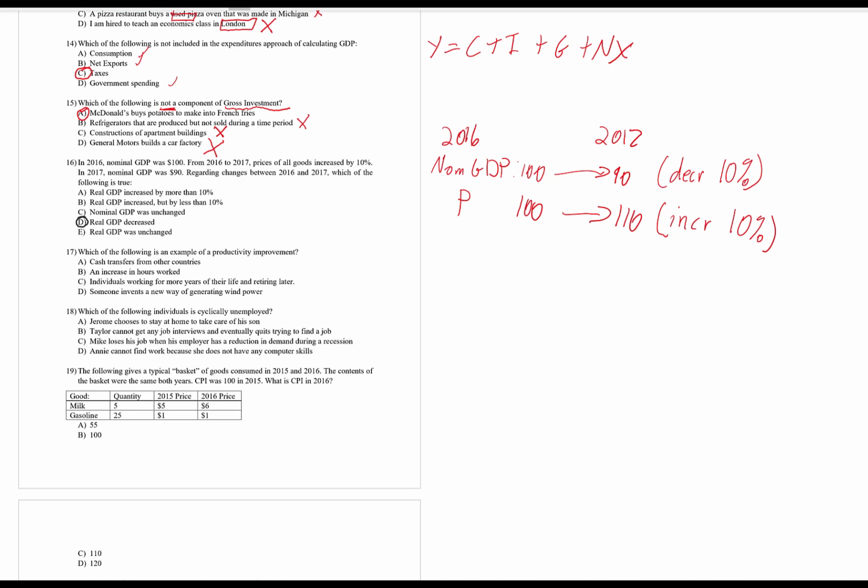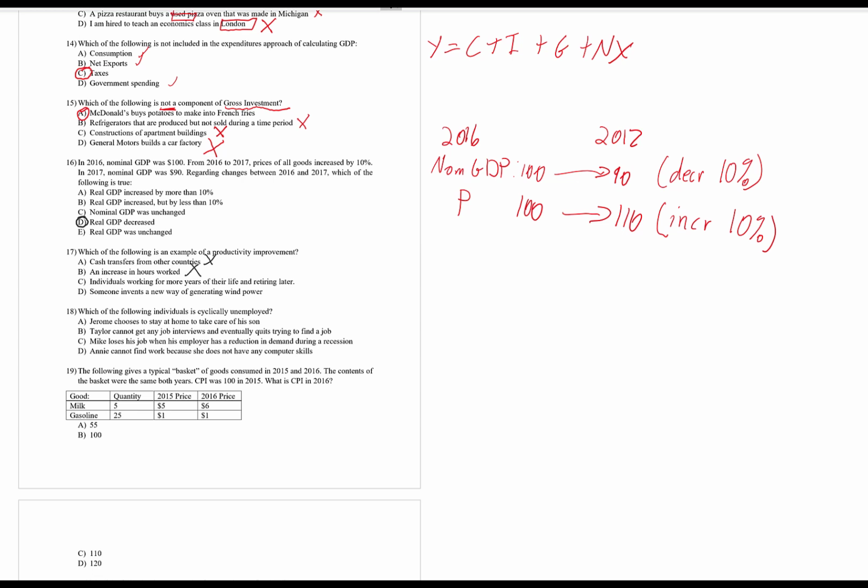So productivity is a measure of output per hour worked. So if we're going to improve productivity, what we want to think about is we're not just increasing the number of people working or the number of hours they're working. Productivity means given somebody working for an hour, they're able to produce more. So a cash transfer is not going to affect productivity. An increase in hours worked, again, like we said, that is not what productivity is about. Productivity is about producing more per hour.